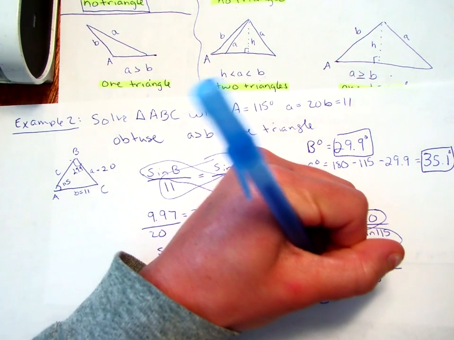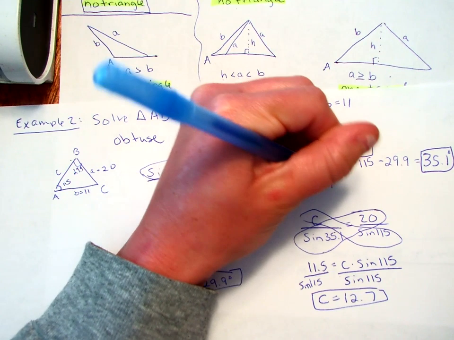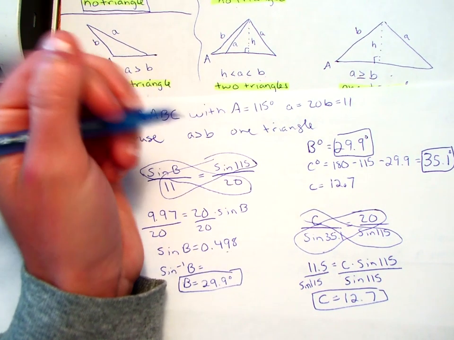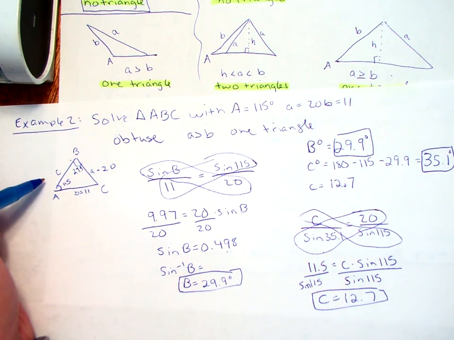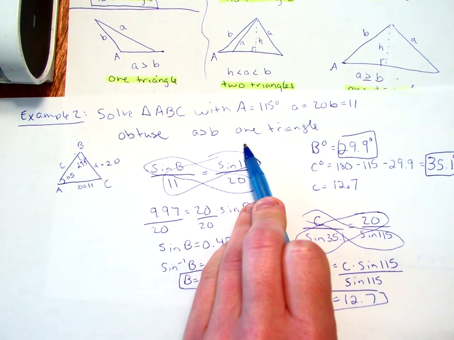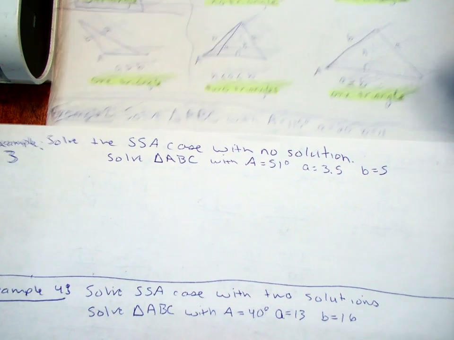And C equals 12.7. So all our answers seem reasonable. If this side's 20, that side's 11, it makes sense that that side would be sort of in between them at 12.7. So this works if you have one triangle. Now let's look at an example where you might have no solution.